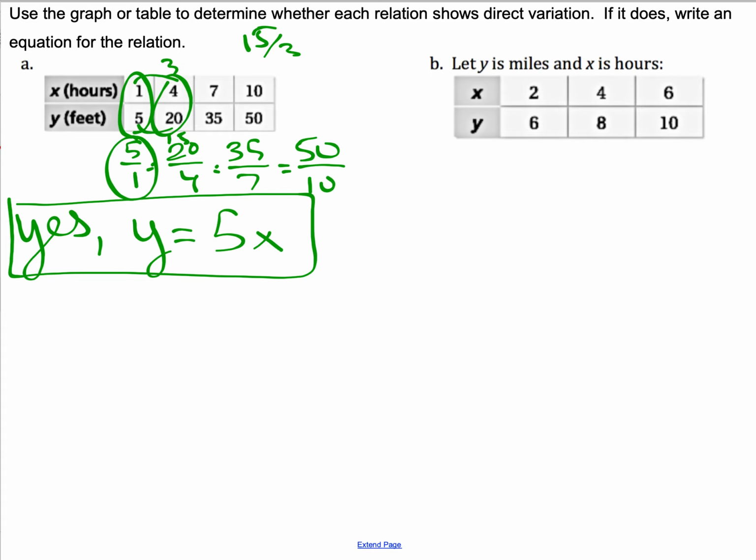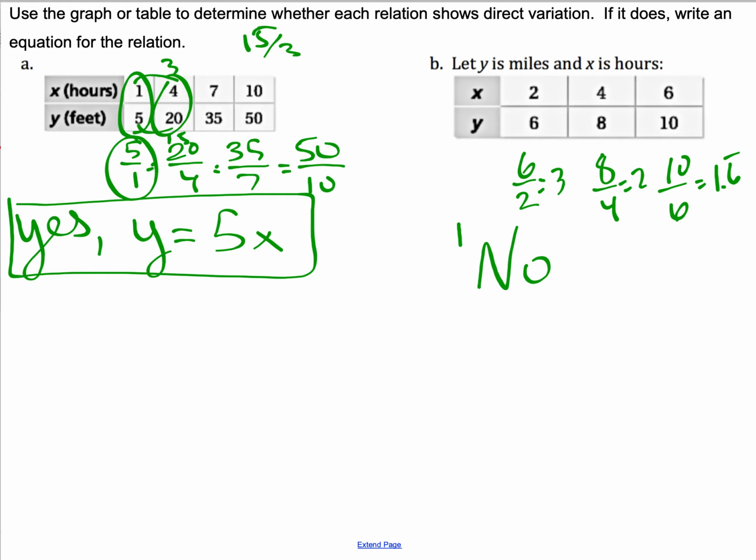Okay, next example. If it's going to be proportional, it's got to have the same rate all the way across. So this would be 6 compared to 2, 8 compared to 4, and 10 compared to 6. These are not the same. So I'm going to say no on this one. These are not proportional, so they don't show direct variation.